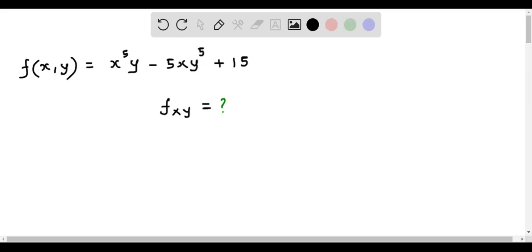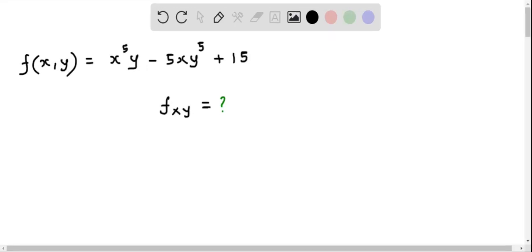We will now find the function f_xy, which is the partial derivative of f(x, y), given as x^5 y minus 5x y^5 plus 15. So basically this involves two steps. In step 1, we have to find the partial derivative of this function with respect to x, which will give f_x.